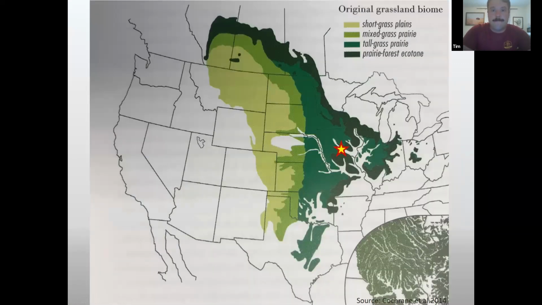Okay, so here we're looking at the original extent of the tall grass prairie. That star there represents Ames, Iowa, in central Iowa where I'm located. And you can see we're in the heart of the tall grass prairie there, and it extends well down into Missouri and all the way up into Canada and all the way down to Texas.